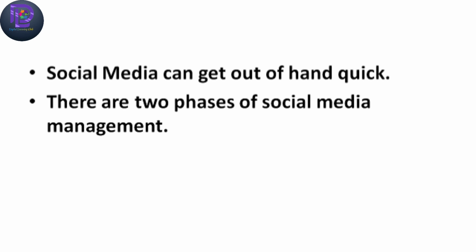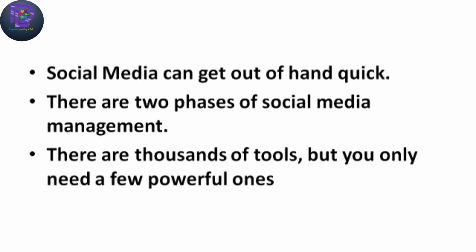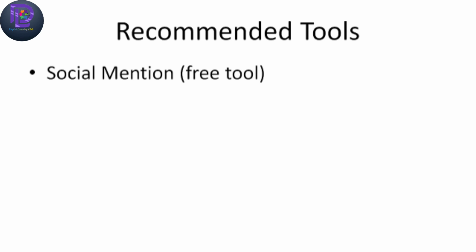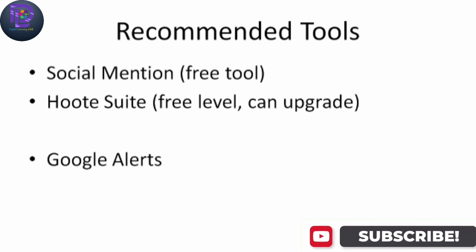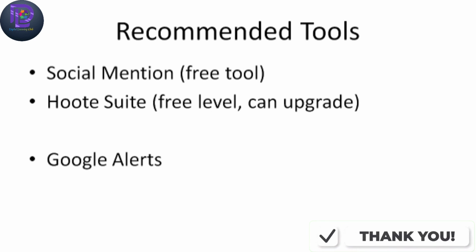So, like I said, social media can get out of hand quick, but there are two phases of social media management, and I'll discuss that in just a minute. And there are thousands of tools, but you really only need a few powerful ones. In fact, we're using pretty much Social Mention, which is a free tool, Hootsuite, which has a free level, but you can always upgrade, and then of course Google Alerts. Now I'm going to show you how to use these tools in relation to what we're talking about. So with that said, let's move on to video number 2.